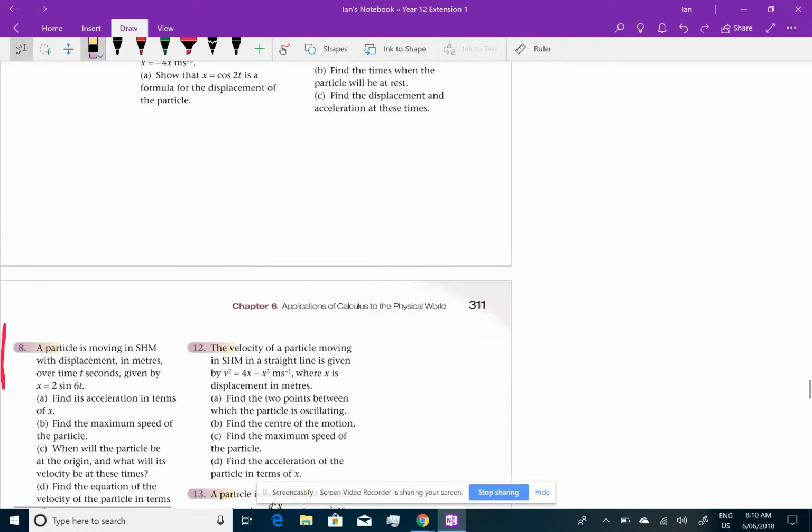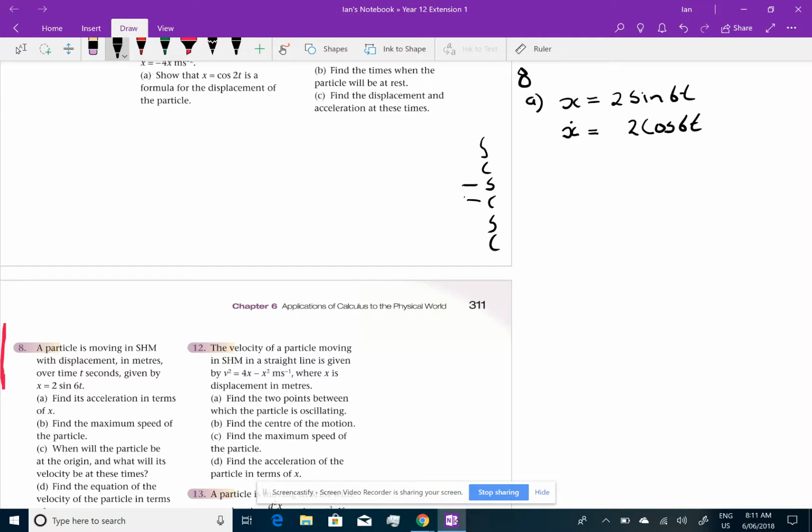Well, we're lucky. They tell us right from the get-go that this thing is travelling in simple harmonic motion. And they give us an equation for displacement, which is x equals 2 sine 6t. Now, they tell us to get the acceleration. Well, that's pretty easy because all I have to do is differentiate. The derivative of sine is cos, so I'm going to get 2 cos 6t, but because I've got the 6 in there, I'm going to multiply by that 6.